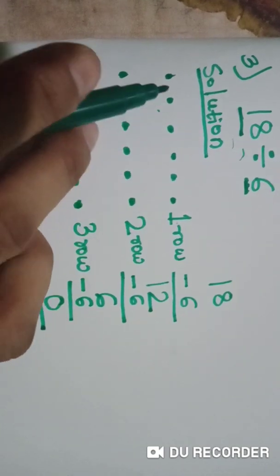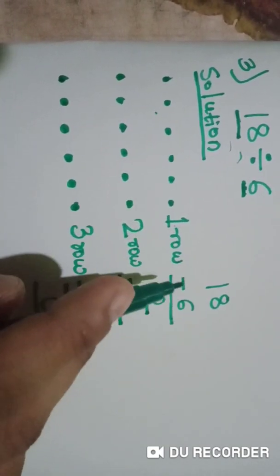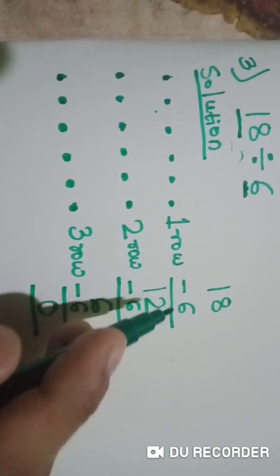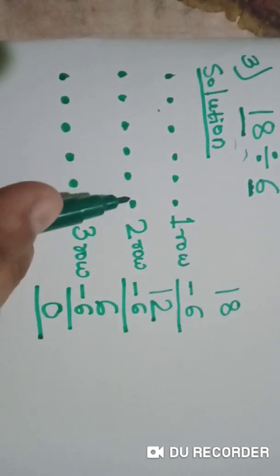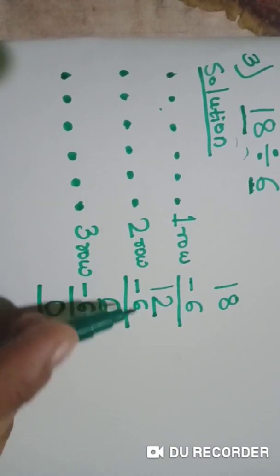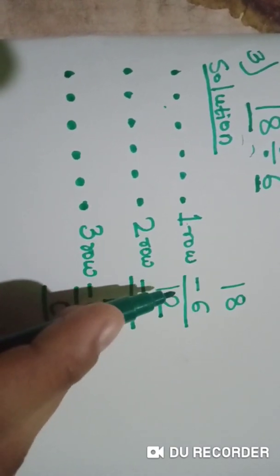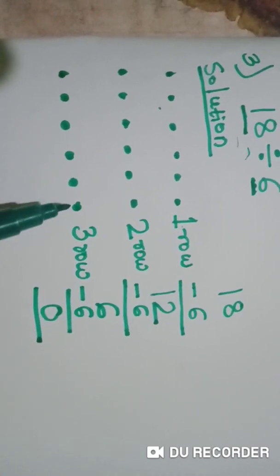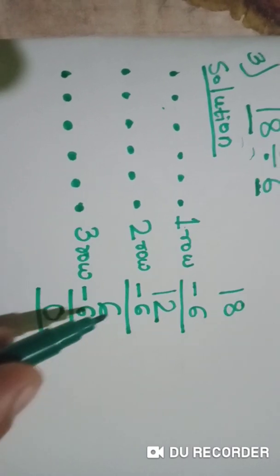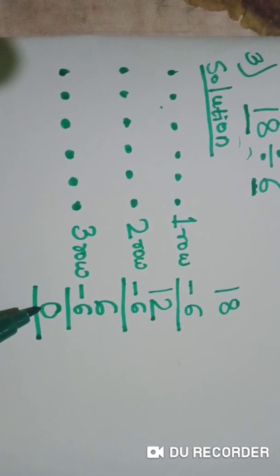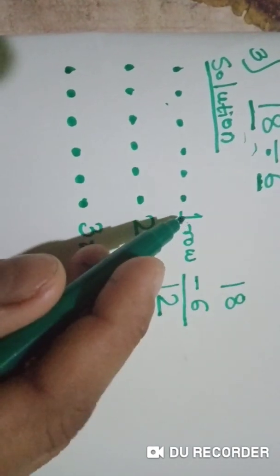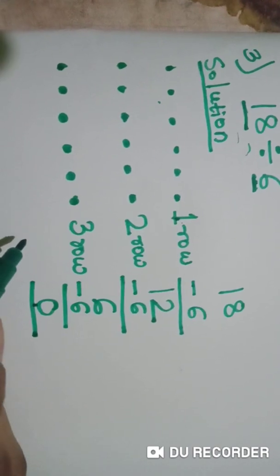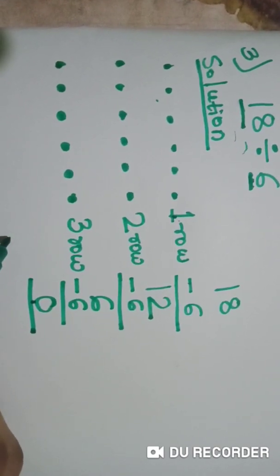First row, how many dots? 6 dots. We have subtracted 18 minus 6, 12. Then again second row of 6 dots. We have subtracted 12 minus 6, that is 6. Then again third row of 6 dots. Then again 6 minus 6, the answer we have got here is 0. Therefore, how many rows are formed here? 1, 2 and 3 rows are formed. Have you all understood till here?